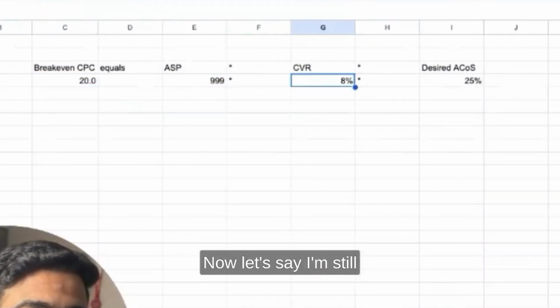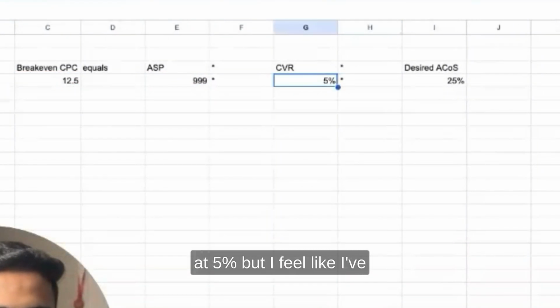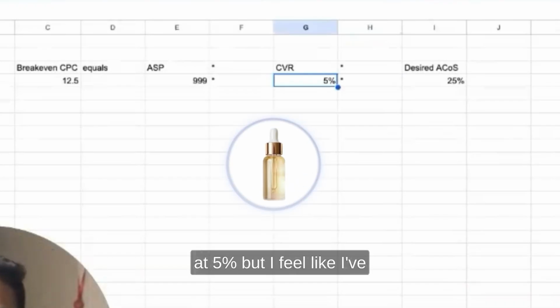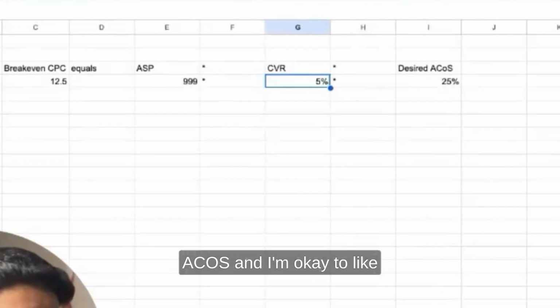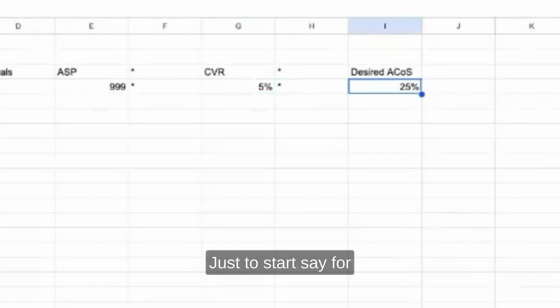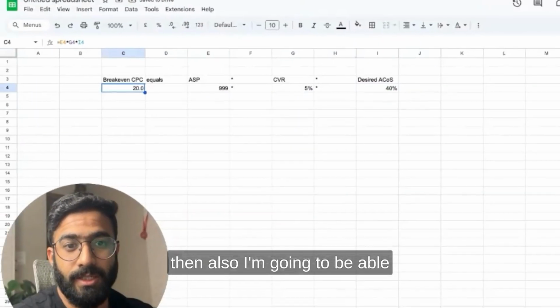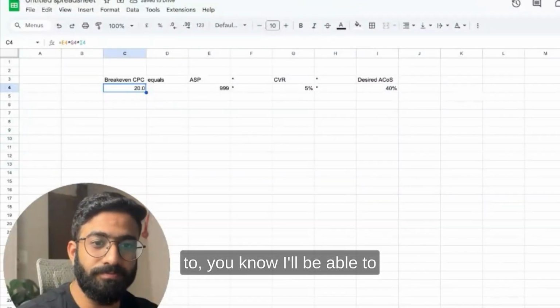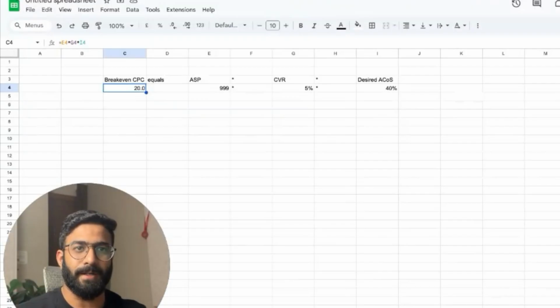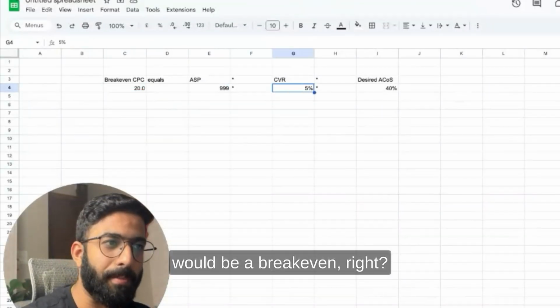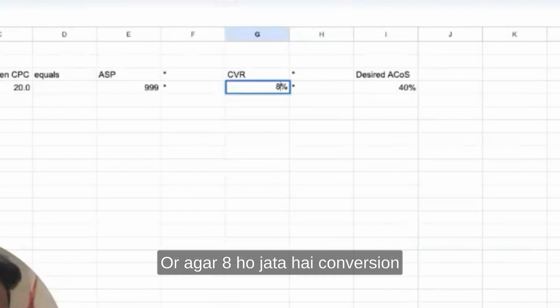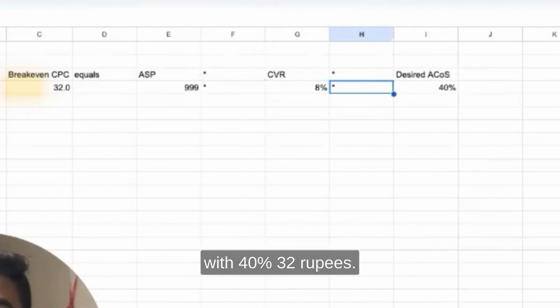Now, let's say I'm still at 5%, but I feel like I've launched a new product. It is okay if I get a higher ACoS, and I'm okay to bear an ACoS of 40% as well, just to start, say for the first 100 units. So if I simply put it at 40, then I'll be able to bear 20 rupees as CPC, that would be my break-even, right? Or if the conversion goes to 8% with 40%, 32 rupees.